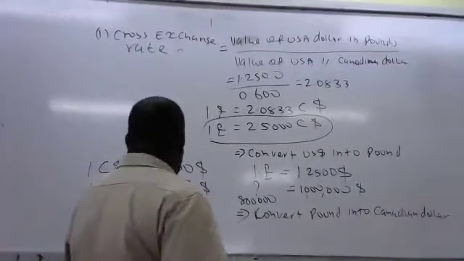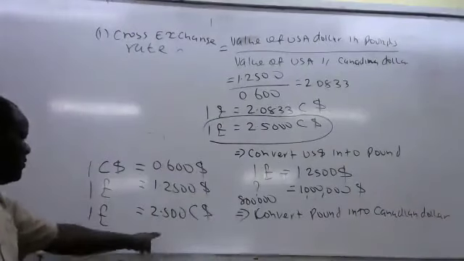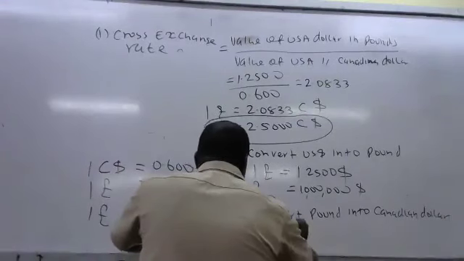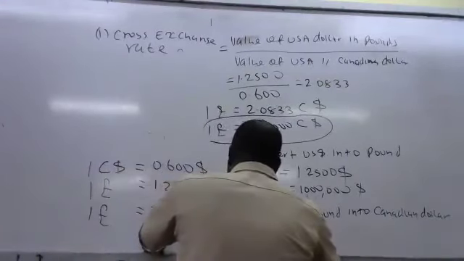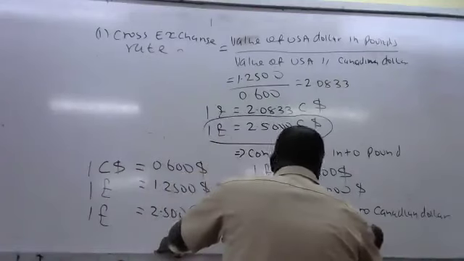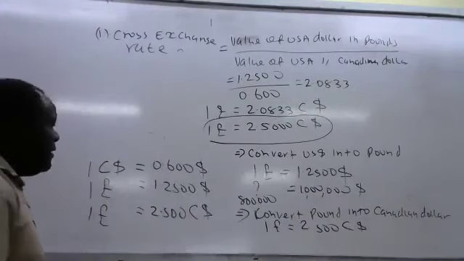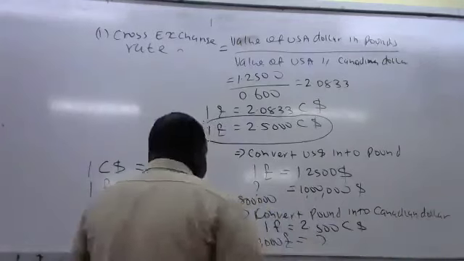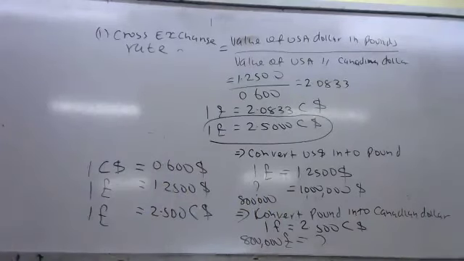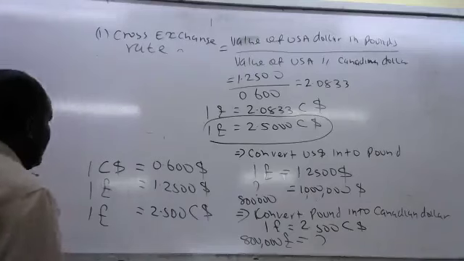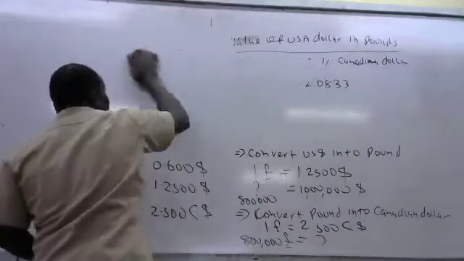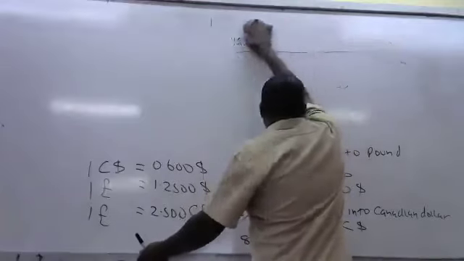So what we do at that point, we come here, the pound against the Canadian dollar. This is the pound against the Canadian dollar. So 1 pound is equivalent to 2.500 Canadian dollars. But we have seen that there are how many pounds? 800,000 pounds. So we convert that into the Canadian dollars.